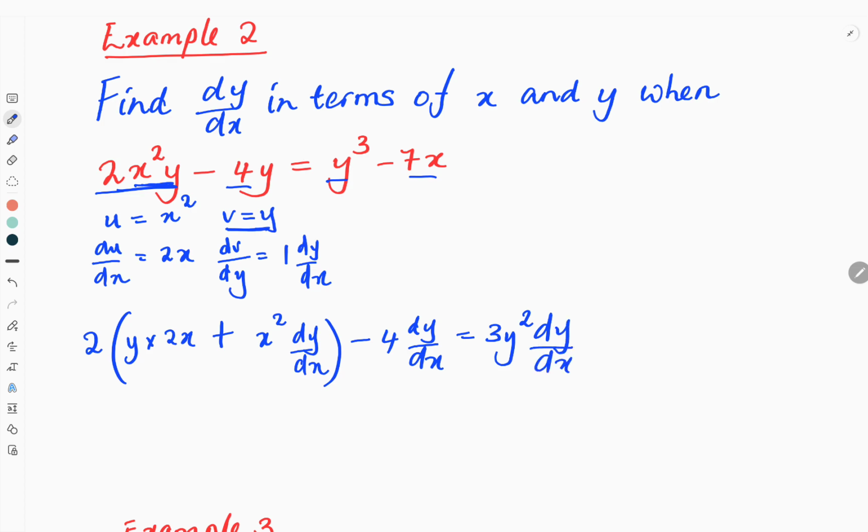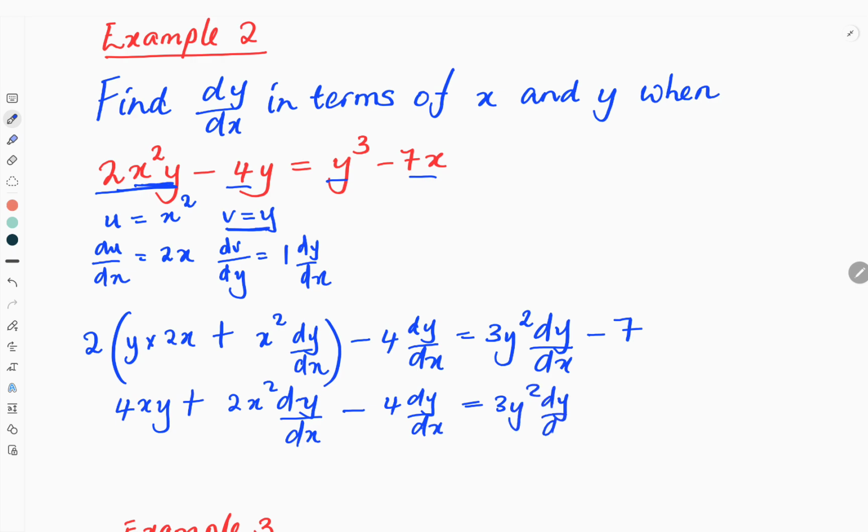Never leave your dy/dx when you differentiate the variable y. Then minus 7. Now we just expand this bracket. That will give us 4xy plus 2x squared dy/dx minus 4 dy/dx is equal to 3y squared dy/dx minus 7. So we want to leave all the terms that have got dy/dx on the left-hand side so that we make dy/dx the subject.